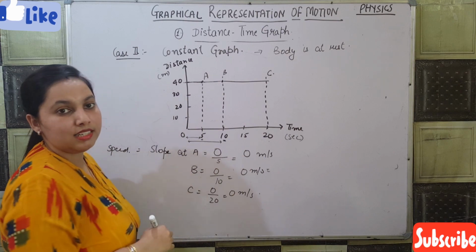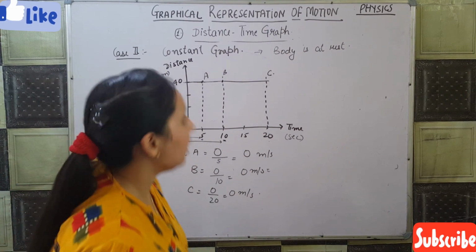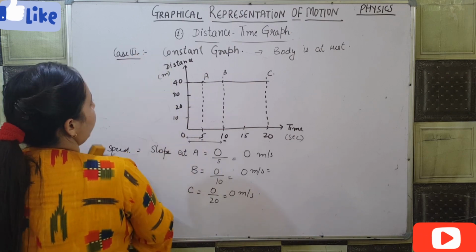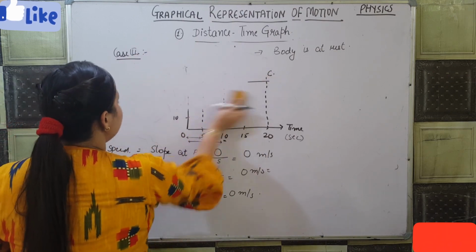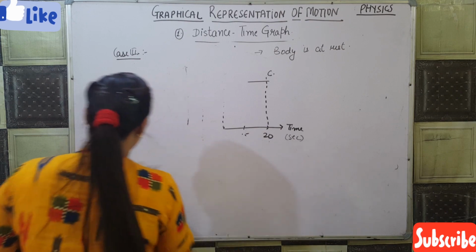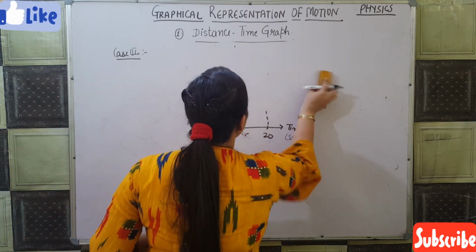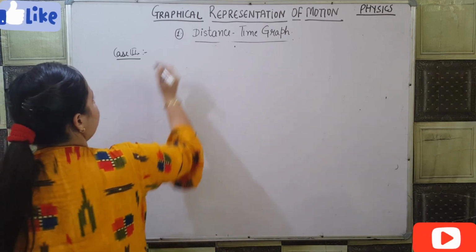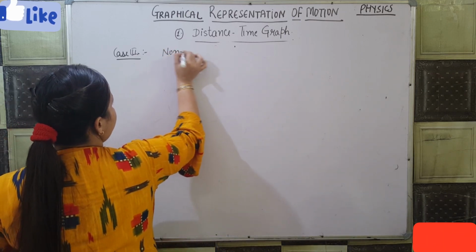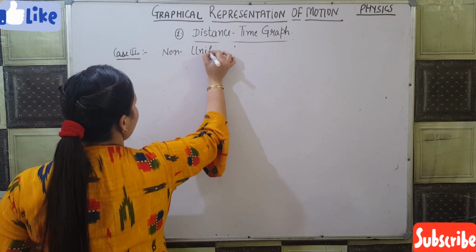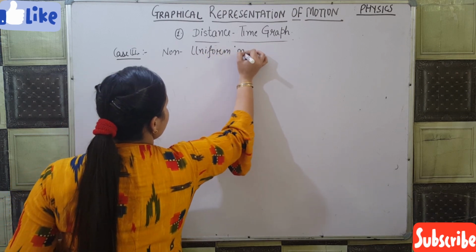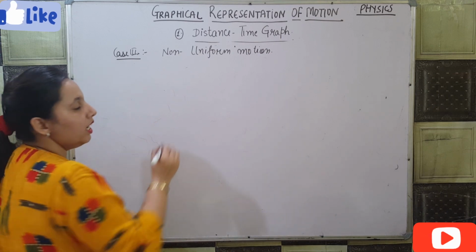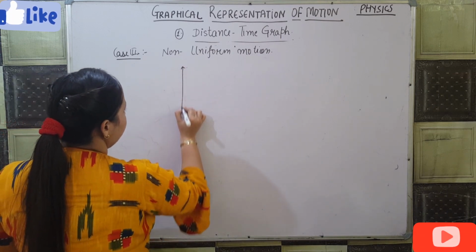Okay, so let's discuss case number 3. Case number 3 is when motion is non-uniform. We have already talked about the different types of motion: one is uniform and the second is non-uniform motion. Now, in the case of non-uniform motion, you know what the graph of non-uniform motion is? It is a curved line.